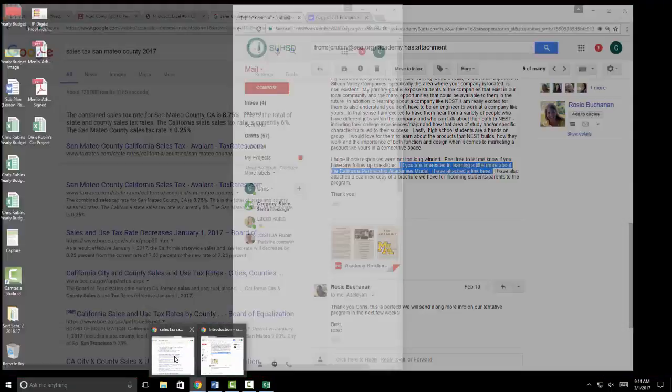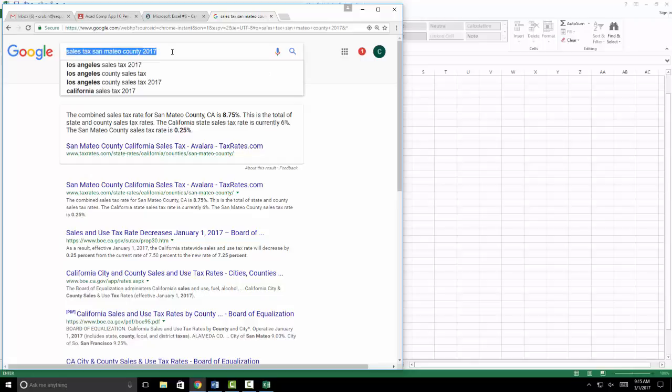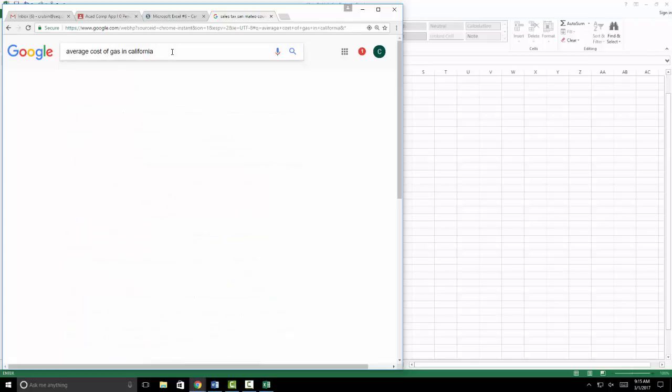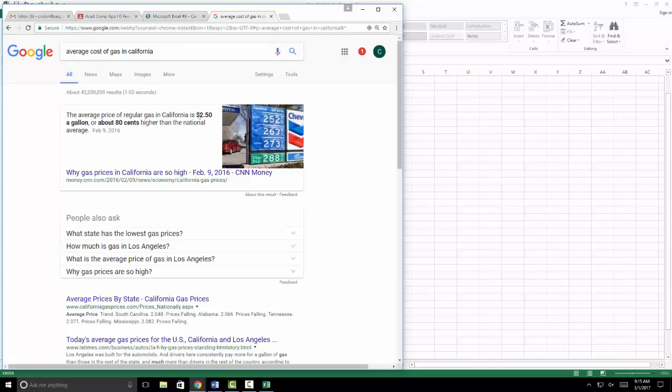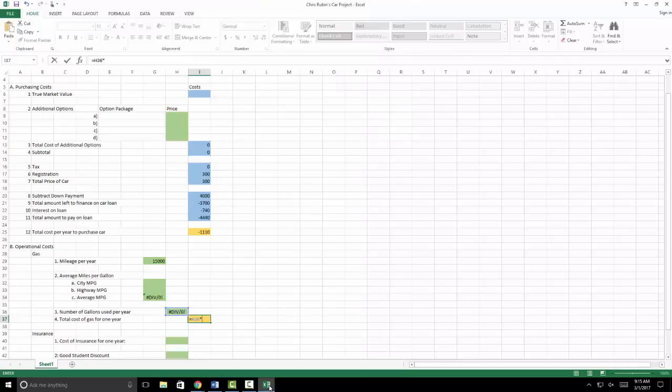So we can just really quickly say the average cost of gas in California. And the average price of regular gas right now is $2.50. So let's go ahead and we'll use $2.50 in our spreadsheet.